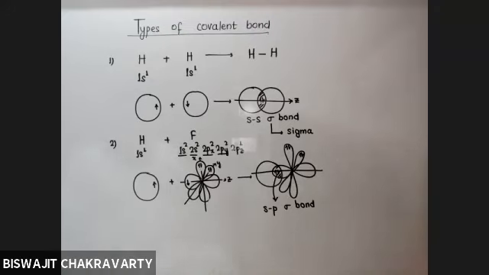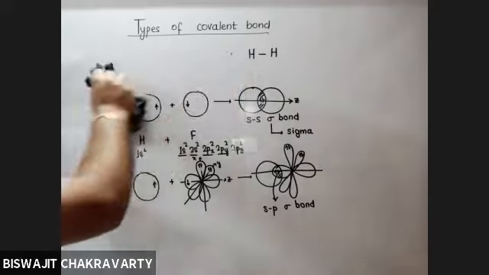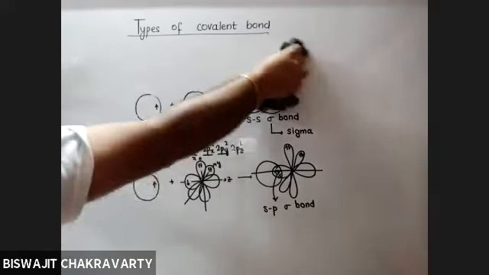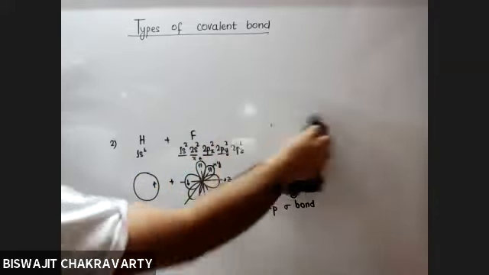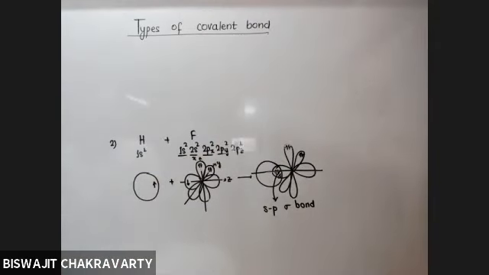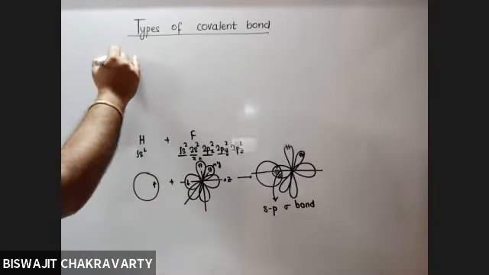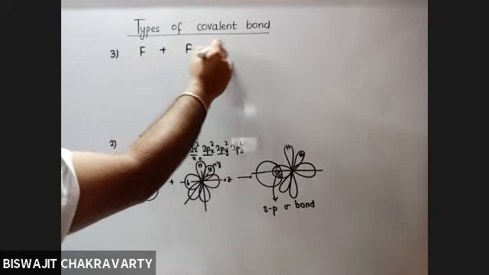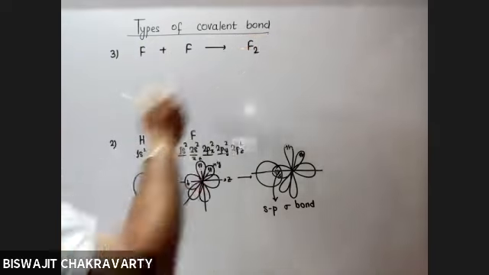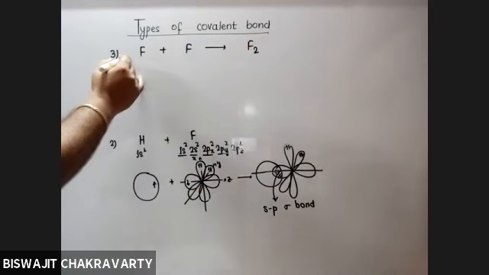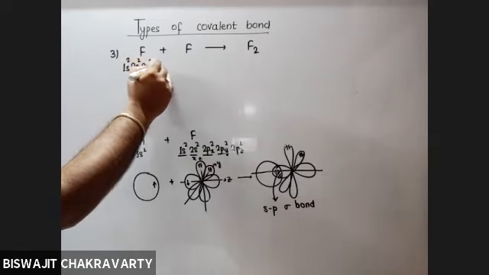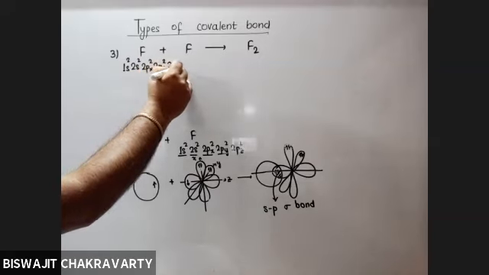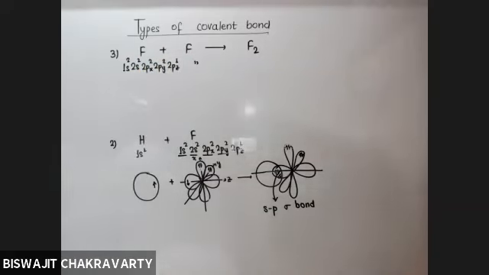Then we talk further about bonding between fluorine and fluorine. Let us see what happens when fluorine combines with another fluorine atom to form a fluorine molecule. Just now, as we have seen, fluorine is 1s2, 2s2, 2px2, 2py2, 2pz1, and the same will be the second fluorine as well.